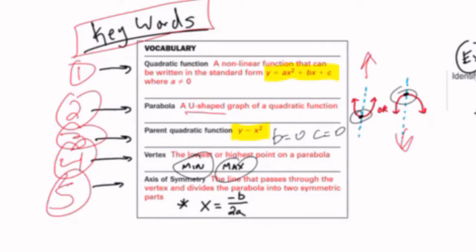And the fifth word in our unit that we will cover is axis of symmetry. What is the axis of symmetry? It is the line that passes through the vertex and divides the parabola into two symmetric parts. What does all that mean? It's the line that cuts the graph in half.